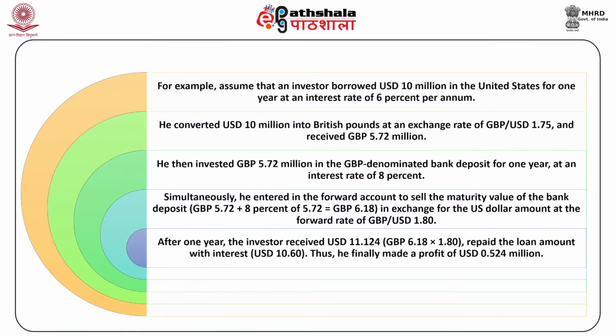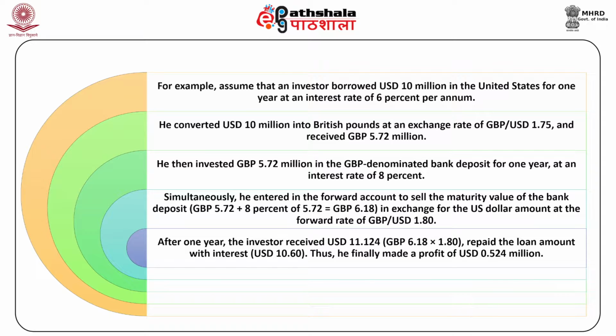For example, assume that an investor borrowed 10 million US dollar in the United States for 1 year at an interest rate of 6% per annum. He converted these 10 million US dollar into British pound at an exchange rate of British pound per US dollar equal to 1.75 and received 5.72 million British pounds.